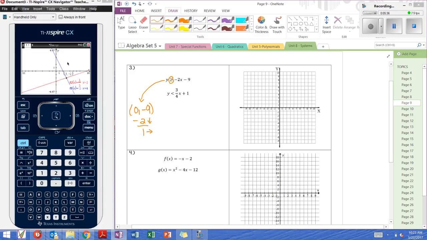So the first thing that we need to talk about, or there's actually two things we need to talk about: shading and whether or not the line is solid or dashed. Those are usually the mistakes that people make when you graph inequalities, so we're going to be very careful not to make mistakes or forget about it. So the first thing that I notice is a greater than symbol. So since it's greater than, we will shade above.